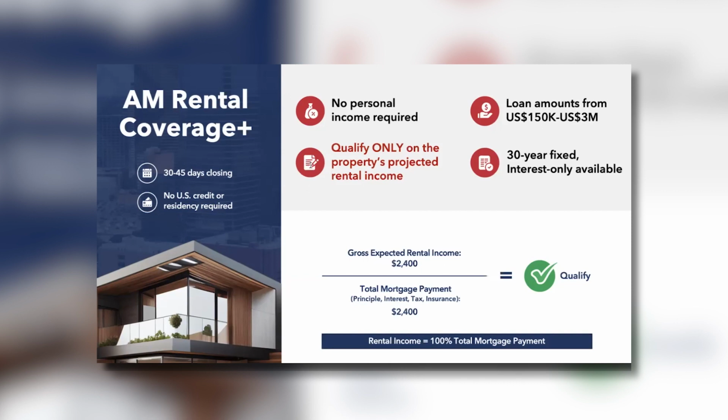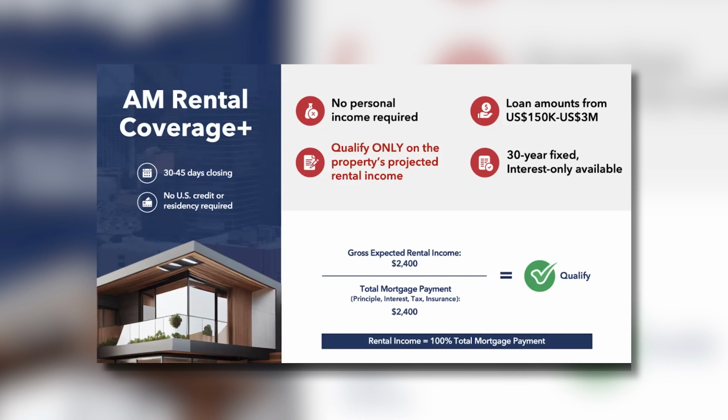And if you look at the bottom, you can see the example of this. So as an example, if the income is $2,400, and how we get that number is when we order the appraisal or the valuation, we request an appraisal or valuation on the rent. And that number is the number that is used to qualify for the loan.